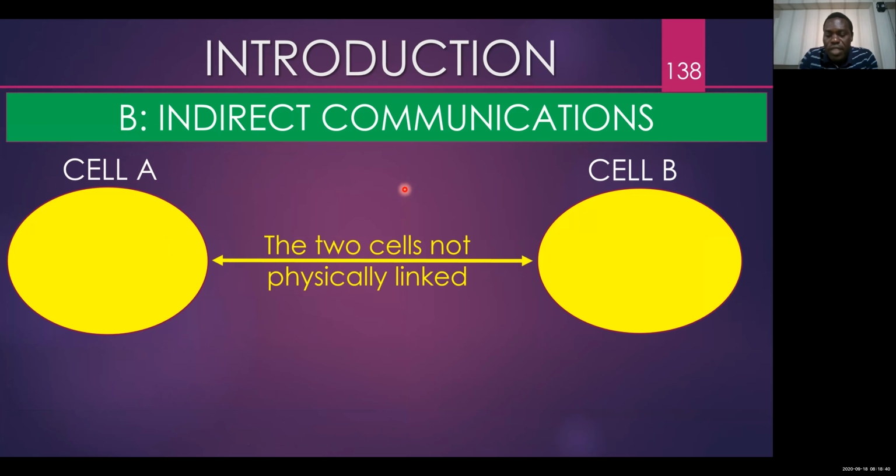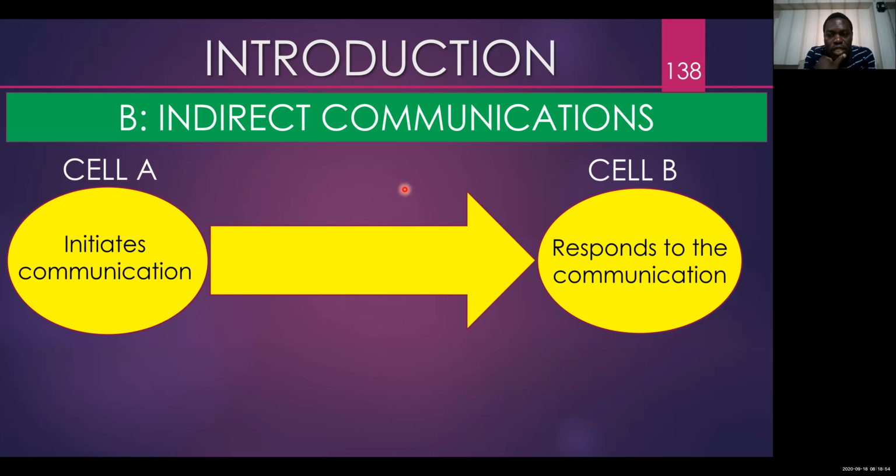If there is some distance between the two cells, then you ask yourself, how will these two cells then communicate? Now, first of all, we need to understand that for two cells to communicate, one cell must initiate that communication and the other cell must respond to that communication for us to say that communication has occurred.